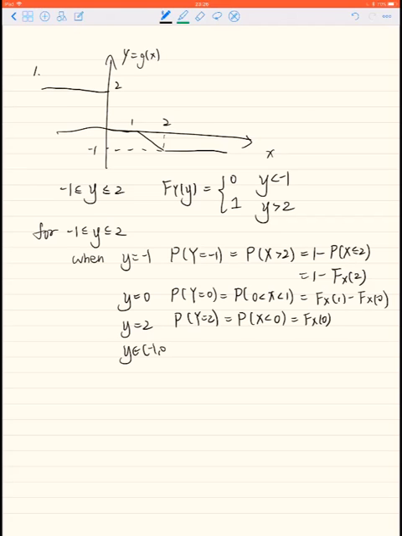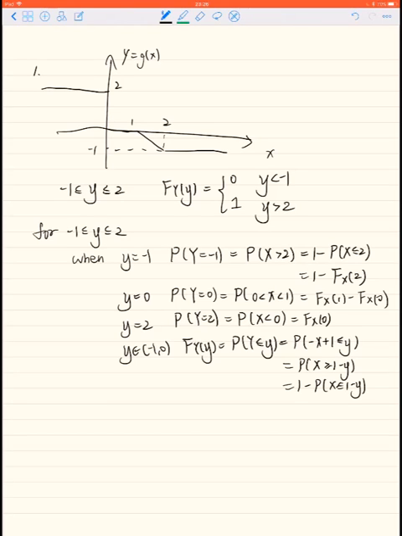And when y is ranging from minus 1 to 0, the distribution function of y should be the probability that Y is less than y, which is the probability that minus x plus 1 is less than y. Then it should be the probability that x is more than 1 minus y, which is 1 minus the probability that x is less than 1 minus y, and should be 1 minus F_X(1 minus y). And that's some probability we should know.